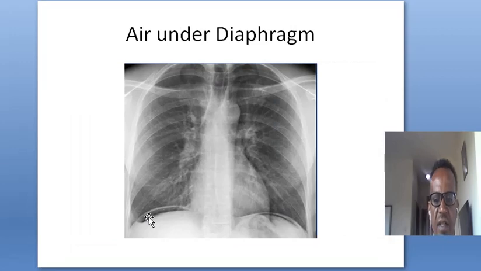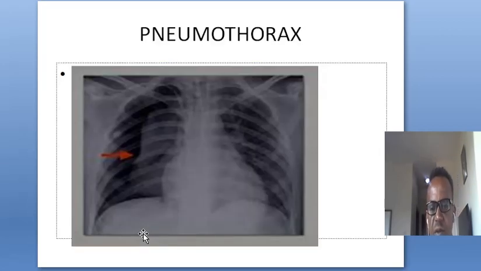Presence of air under the diaphragm has a lot of differentials. Students are expected to read on the differential diagnosis of air under the diaphragm. Most of them are GI perforation, like duodenal perforation, and post-operative causes and others as well. Read on that.